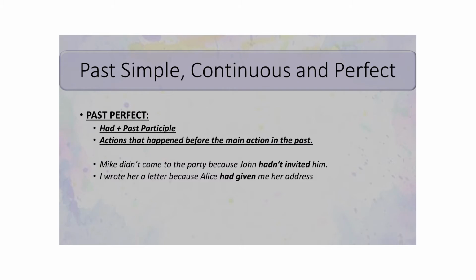And the last one, the past perfect. To form the past perfect, we use had, always had. It doesn't matter if it is a first, second, or third person. And past participle. Remember that to form the past participle, if it is a regular verb, we will add ed. But if it is an irregular verb, we will use the third column.